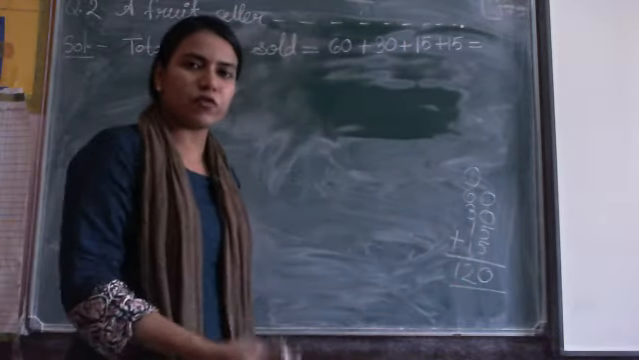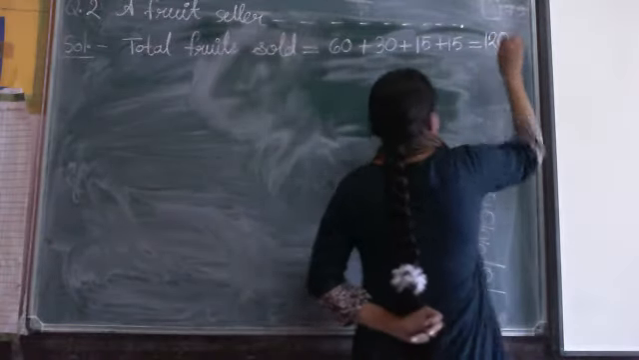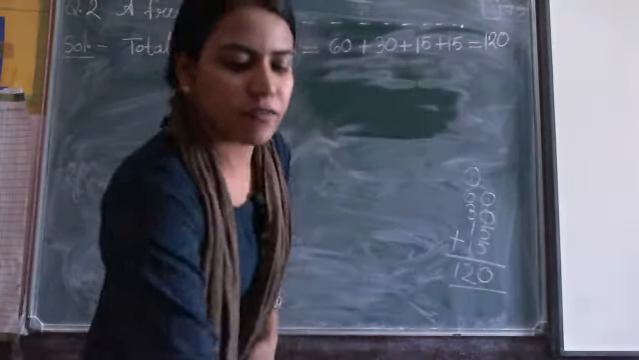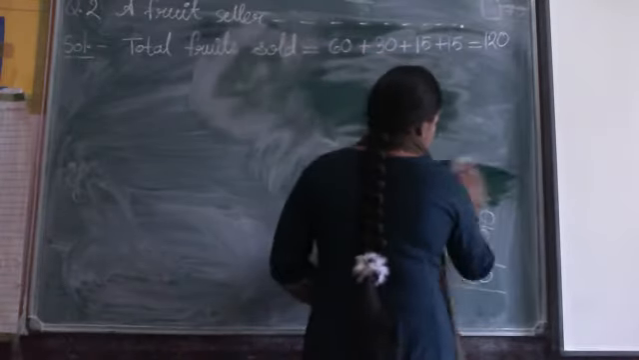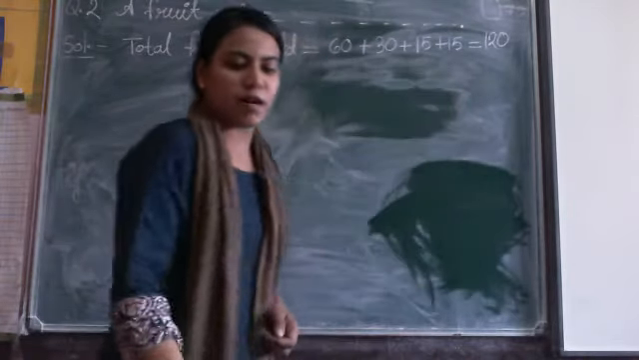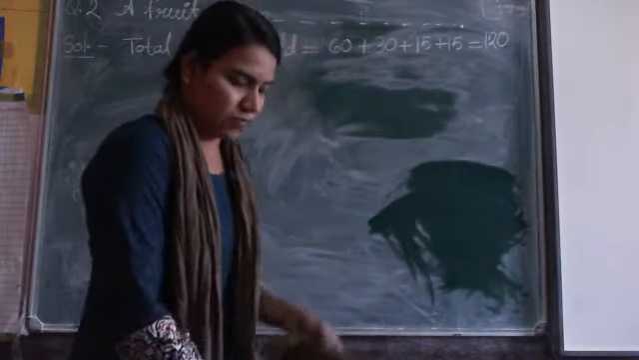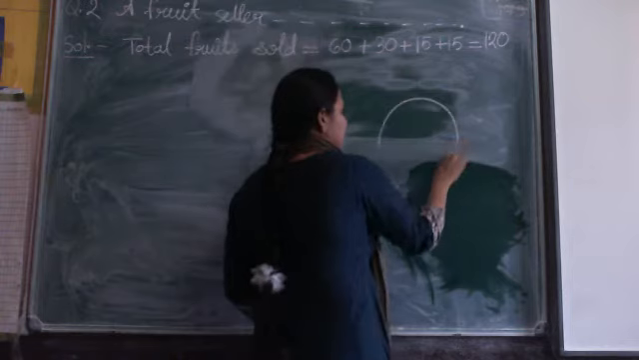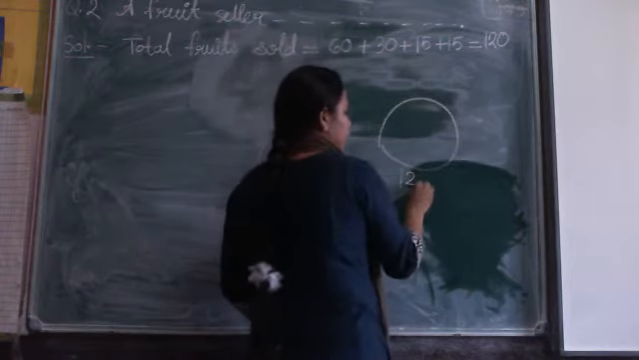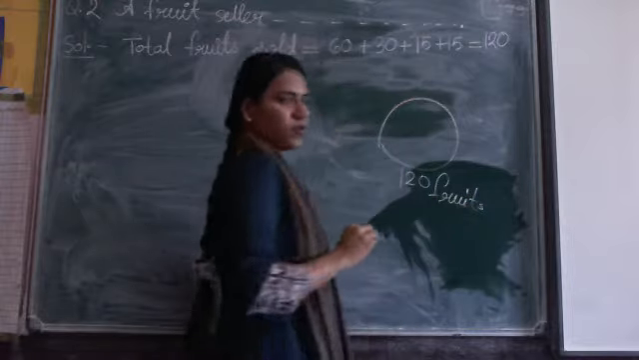So how many fruits were sold? 120 fruits. Total 120 fruits were sold, which means the complete circle will represent 120. This complete circle is representing 120 fruits.